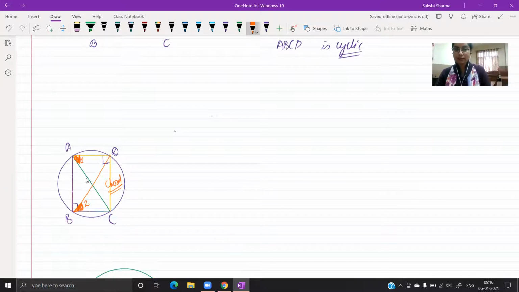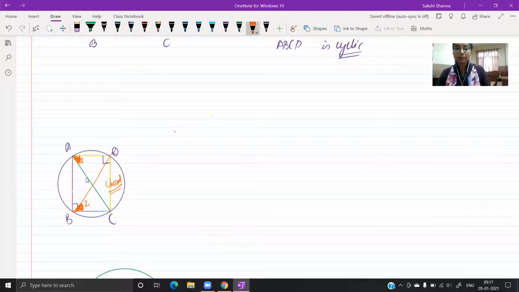Observe closely. Which chord is subtending both angles? The same chord, CD. CD is subtending angle number 1 at point A and angle number 2 at point B. The result that you'll use here is angles in the same segment, or you can say angles subtended by the same chord on the major segment. They will be equal.